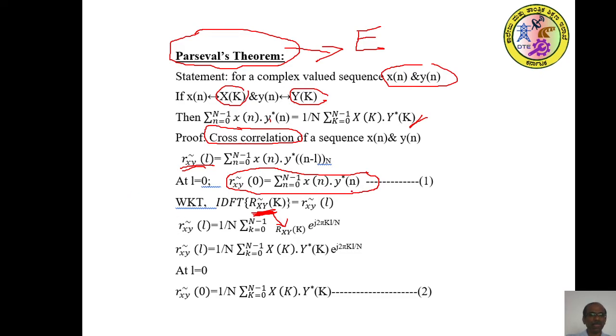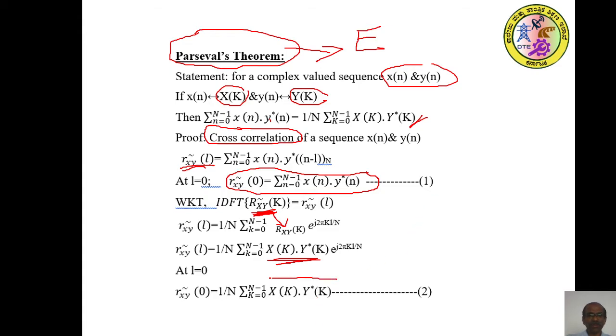Got my formula. What was the formula we have learned for correlation? Rxy tilde of k is always given by X of k into Y star of k. Now put L is equal to 0 in this formula. So Rxy tilde of 0 is equal to 1 by N summation X of k into Y star of k.